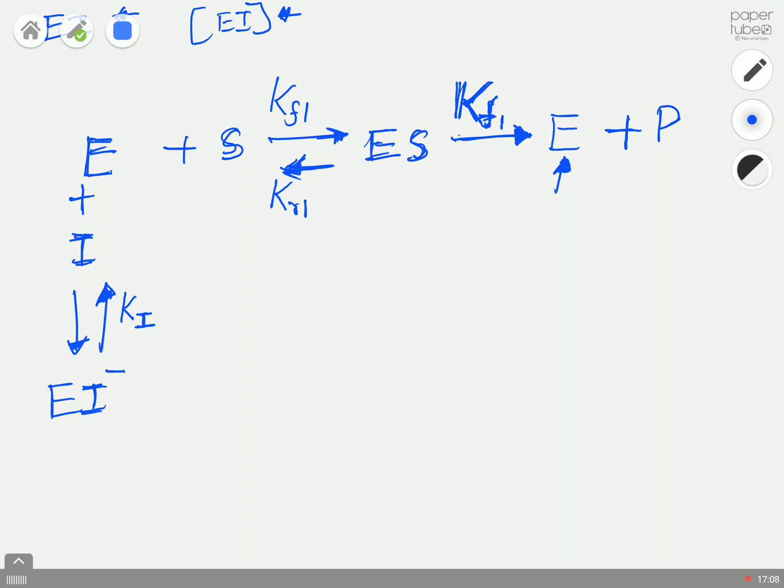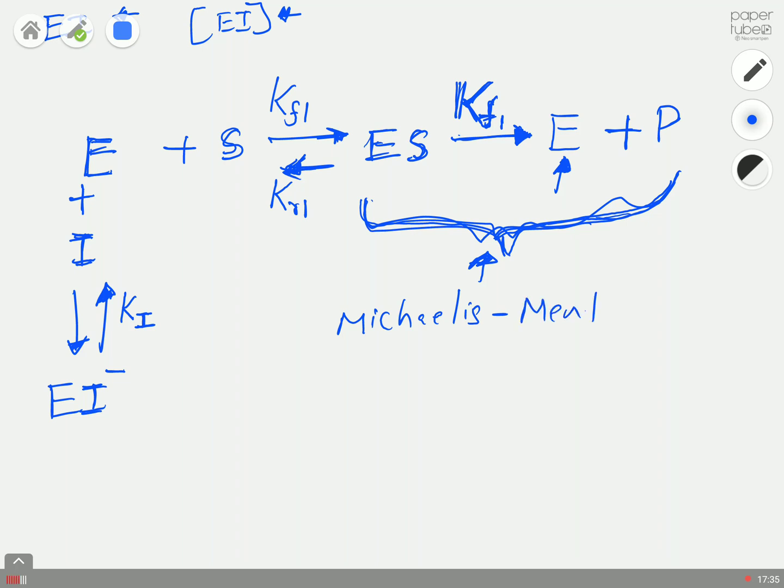So this part is exactly the chemical reaction which is happening in the Michaelis-Menten expression. This part of the reaction will resemble the same reaction which happens during a pure enzymatic reaction. So you all know how we derive the Michaelis-Menten type expression.